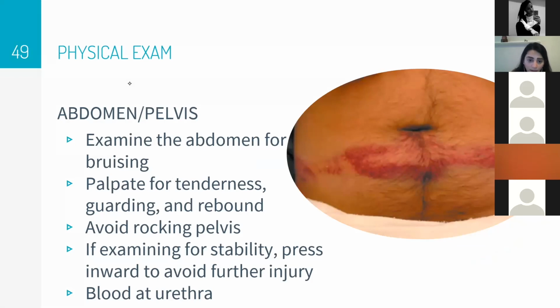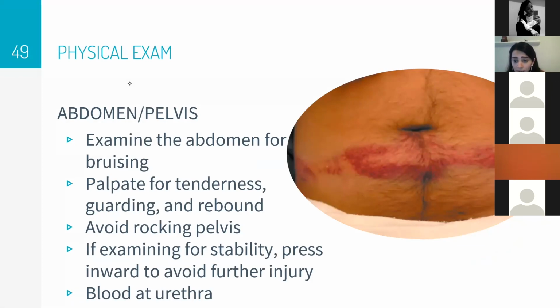This is again a seatbelt sign across the abdomen. Palpate for tenderness, guarding, or rebound. Avoid rocking the pelvis when you do this. If you're examining the pelvis for stability, you really want to press once inward with both your hands, and then press once on the pubic symphysis. You can use your thenar eminence to do that, but you don't want to rock the pelvis back and forth because that can cause more injury.